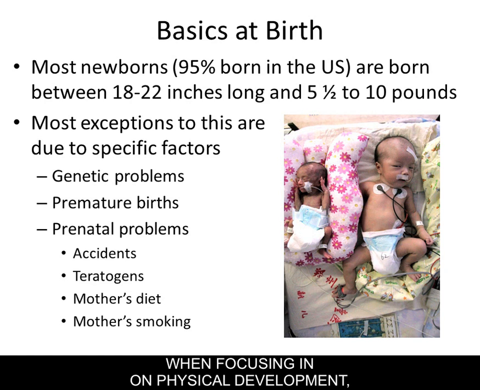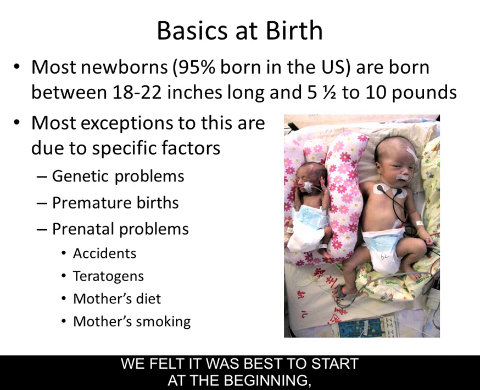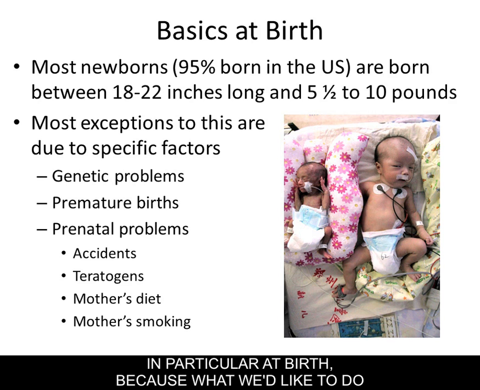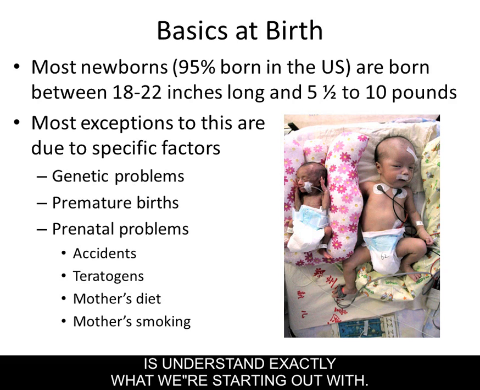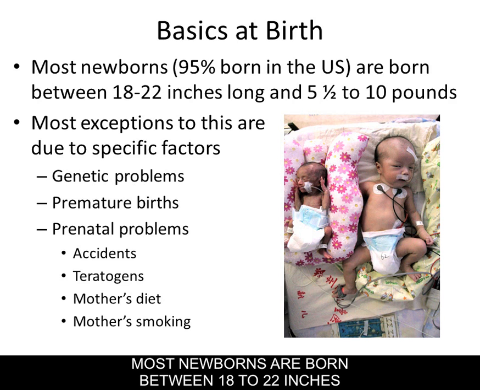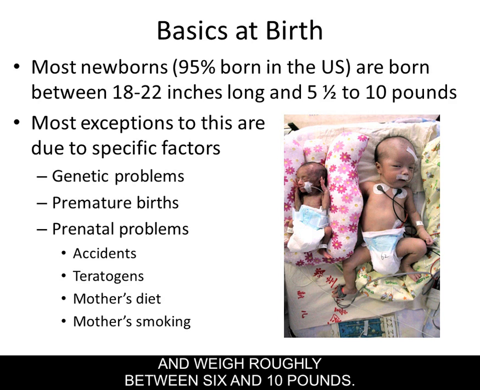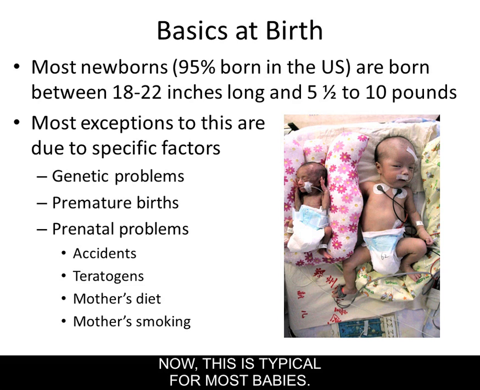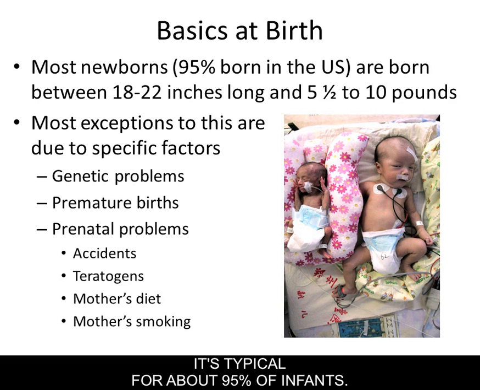When focusing in on physical development, I felt it was best to start at the beginning, in particular at birth, because what we'd like to do is understand exactly what we're starting out with. Well, at birth, most newborns are born between 18 to 22 inches and weigh roughly between 6 and 10 pounds. Now, this is typical for most babies. In the United States, it's typical for about 95% of infants.